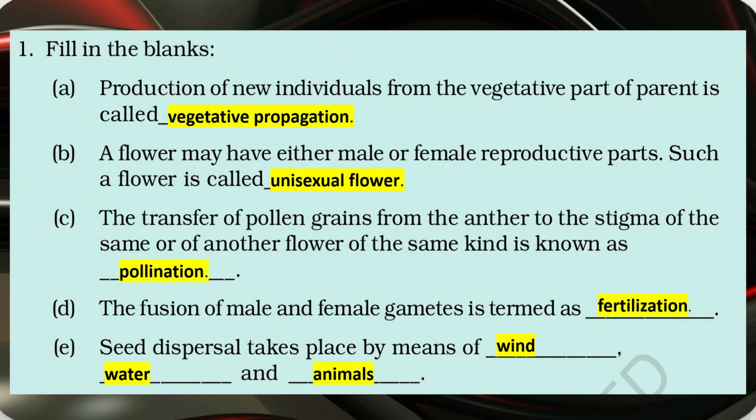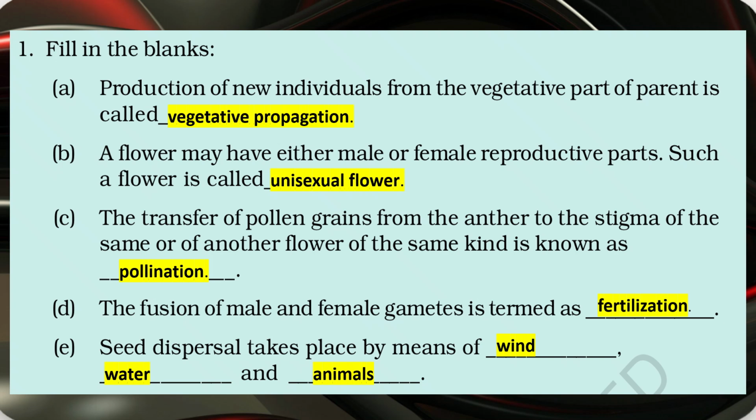First, fill in the blanks. A. Production of new individuals from the vegetative part of parent is called vegetative propagation. B. A flower may have either male or female reproductive parts. Such a flower is called unisexual flower.